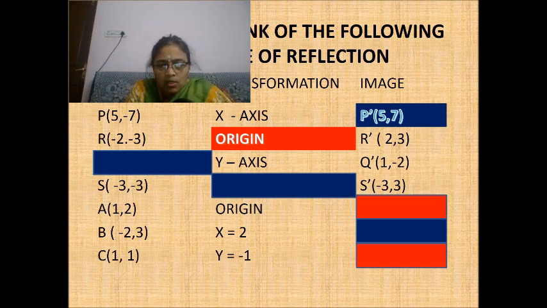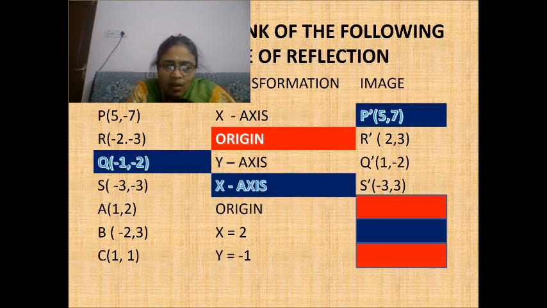So the answer would be Q (-1, -2). Absolutely. Now S (-3, -3) and S' is (-3, 3). Change in ordinate, so it's the x-axis. Yeah. A (1, 2) in the origin will become A' (-1, -2).